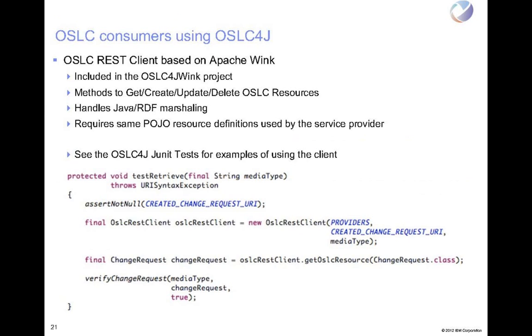So those are the sorts of things you would have to do. Your main tasks for implementing a service provider with OSLC4J would be to implement your resources as Java objects and annotate them correctly, and then implement each of the service methods that needed to be done to get, put, post, delete on those resources. The bulk of that is going to be implementing the business logic, if you will, to actually deal with getting or creating or updating those resources.